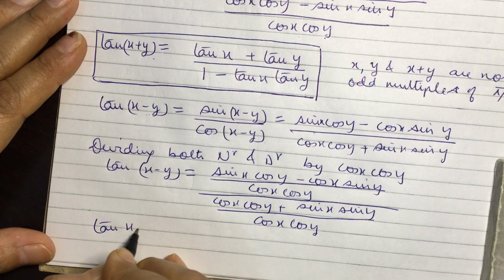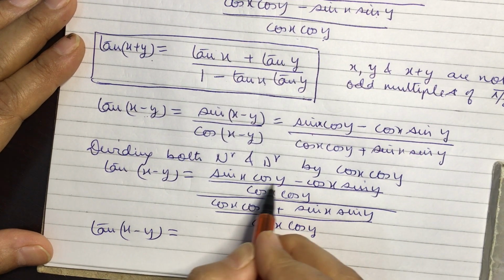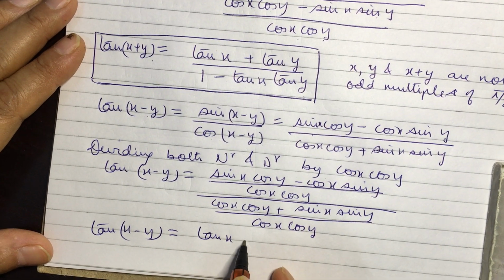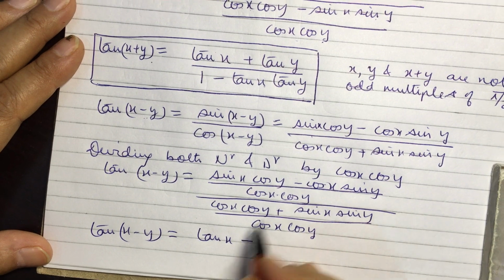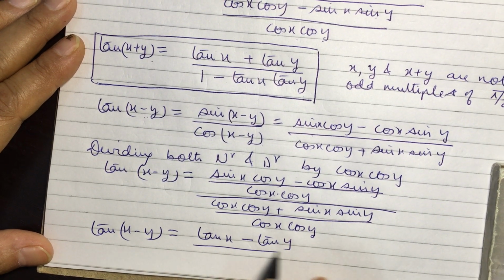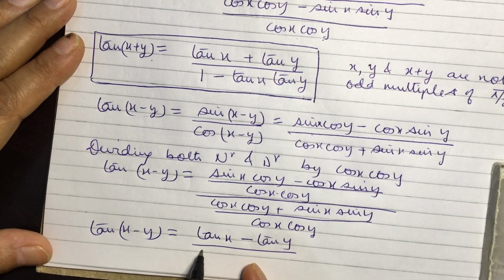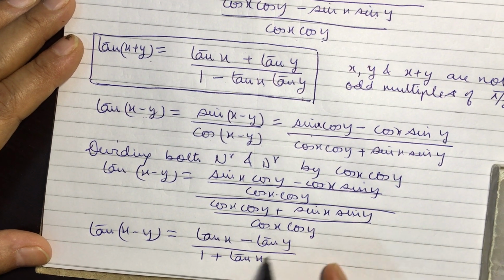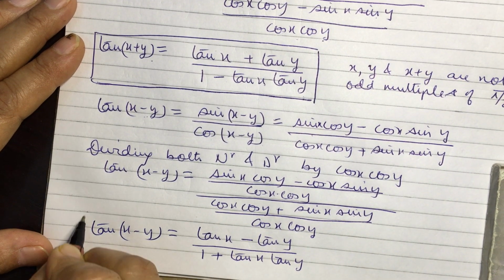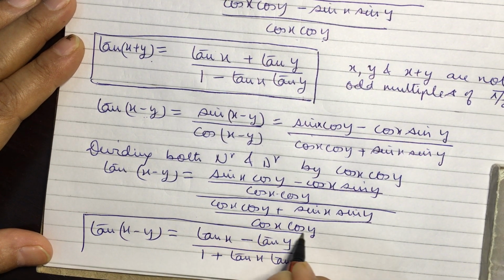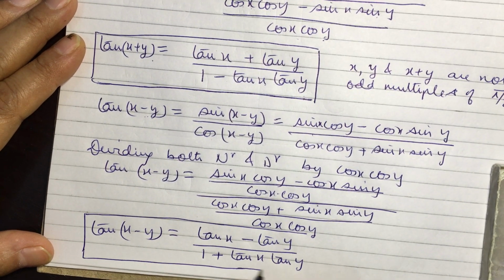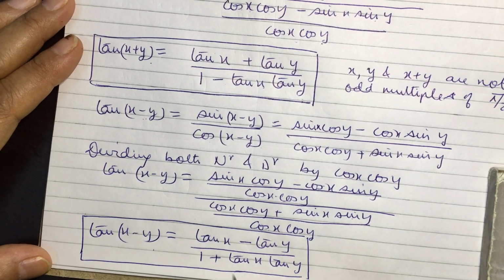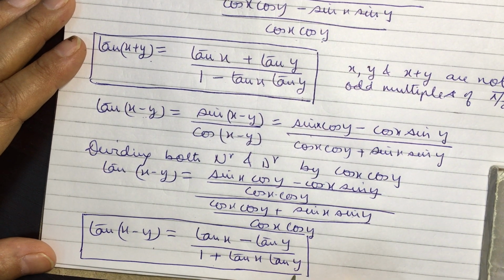And so we get the result as here. Cos y gets cancelled, we are left with tan x minus tan y. Cos x gets cancelled, and the whole thing upon 1 plus sin x over cos x, which is tan x, and sin y over cos y, which is tan y. And so we get the next identity as tan of x minus y is equal to tan x minus tan y upon 1 plus tan x tan y.